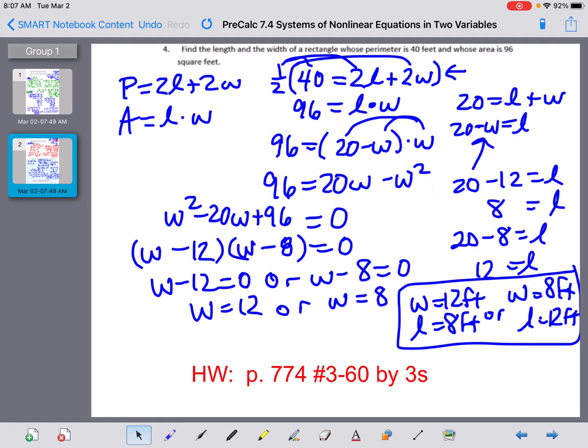All right, so you need to practice these to make sure you feel comfortable solving these equations. Page 774, 3 through 60 by 3s, and let me know if you have any questions.